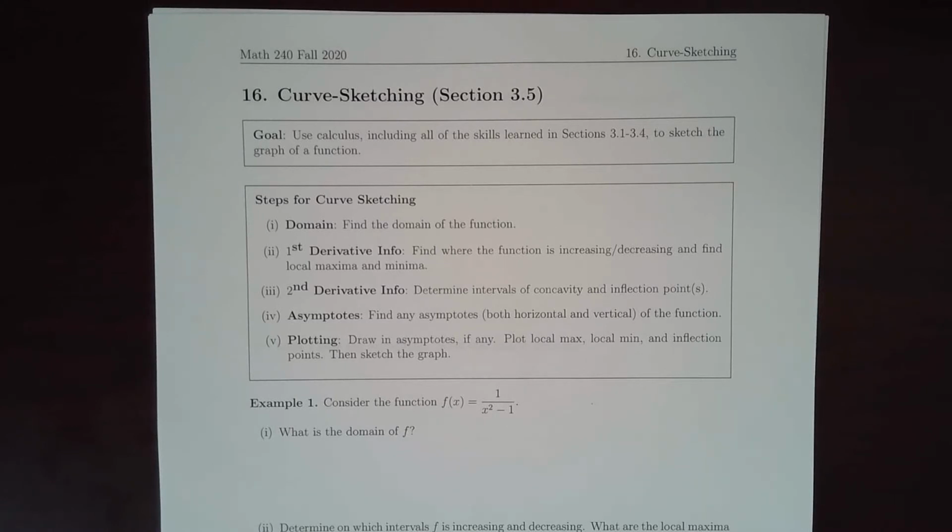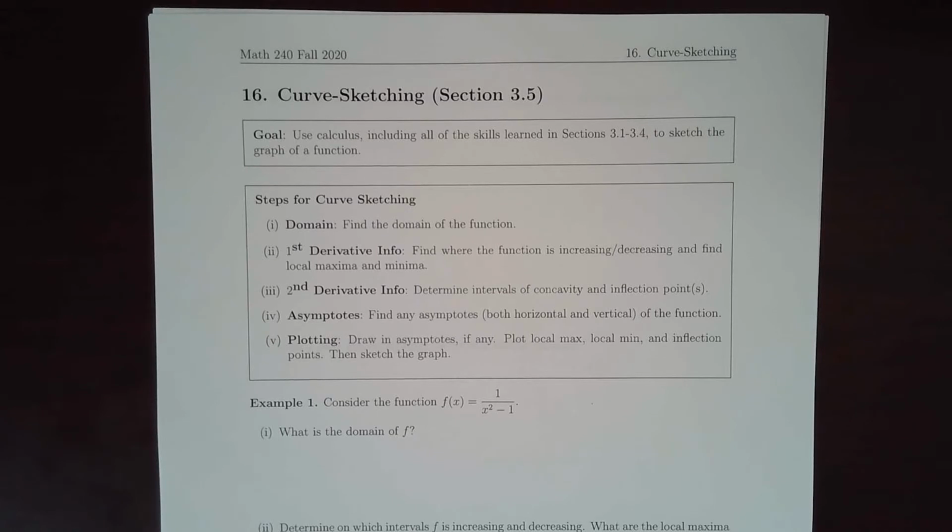Then from the first derivative, we want to be able to find where the function is increasing and decreasing. This can also help us find local mins and maxes. From the second derivative, we'd like to be able to determine where we are concave up and concave down, and also be able to determine inflection points. We also want to make sure we have all of the vertical and horizontal asymptotes of our function, and then to plot, we will draw in our asymptotes, plot local mins, maxes, and inflection points, and then use this information to sketch what's going on with the graph.